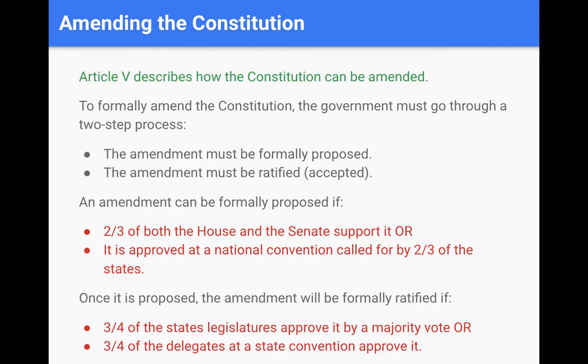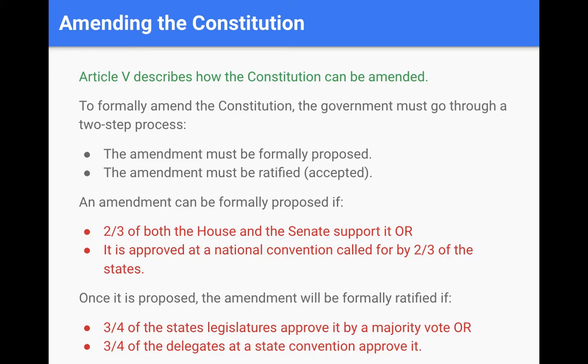In your copy of the Constitution, you might want to highlight Article 5 and make a note that that is about amending the Constitution. That lays out the process for amending it. It's a two-step process, really. An amendment has to be proposed formally, and then it has to be ratified.